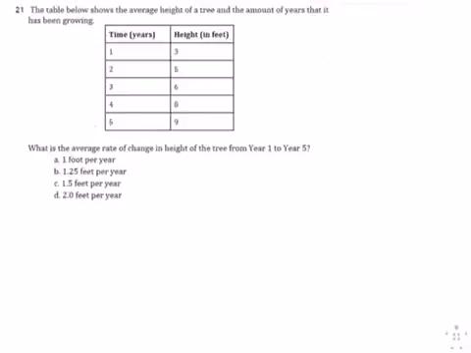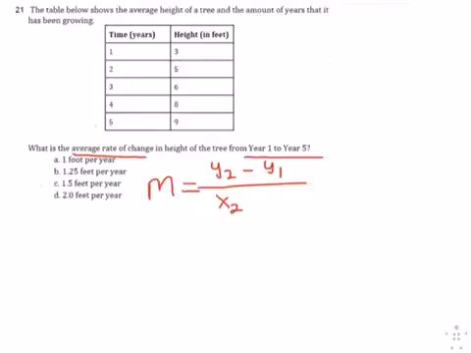The table below shows the average height of a tree and the amount of years that it has been growing. What is the average rate of change in height of the tree from year 1 to 5? So our question is asking us for the average rate of change from year 1 to year 5. In order to do rate of change, we know the slope formula, because slope and rate of change are the same. So m equals y2 minus y1 over x2 minus x1 is our slope formula.